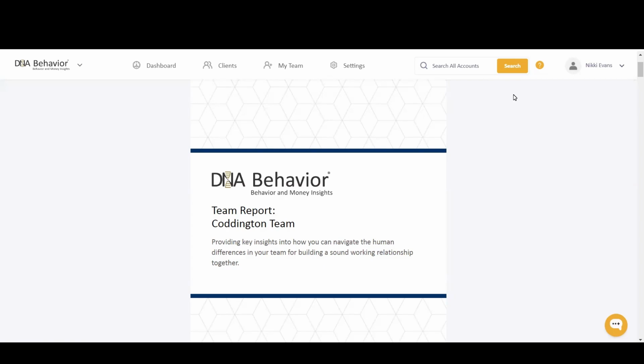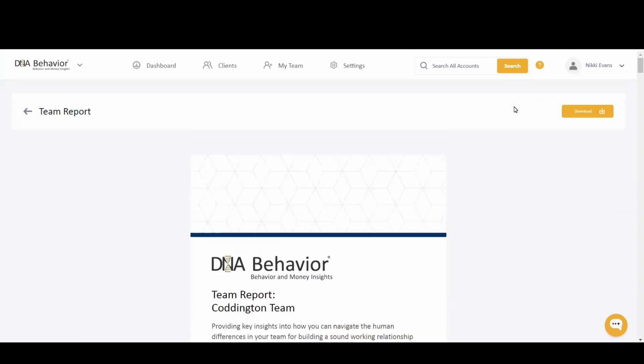And so you can use the DNA team report to help you understand where each team member is coming from, and get some common language for how you might work together. So I'm going to walk through the components of the team report and how you might prepare for using the team report as a facilitator.